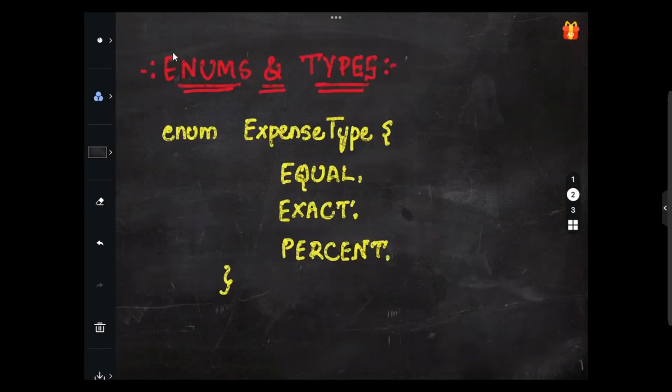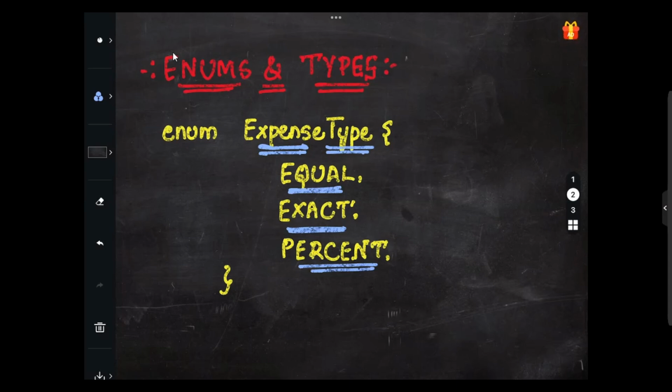Let's move on with the enums and types. So here we have the enum, expense type. You can clearly see we have the enum expense type here, which consists of the three types, basically equal, exact, and percent. We have already discussed this one, right? What are these three things? Basically, these are the expense types. Equal, exact, as well as percent are the expense types, right? We have already discussed this in the question.